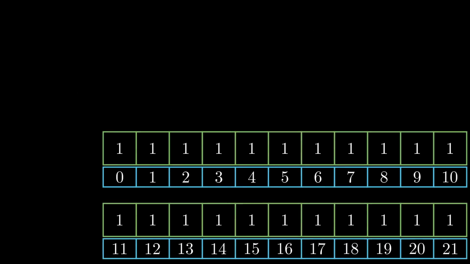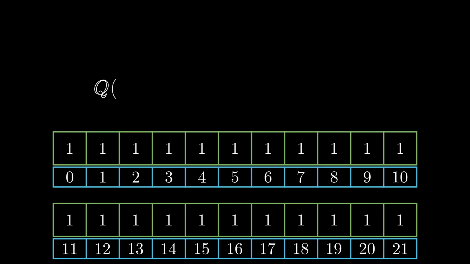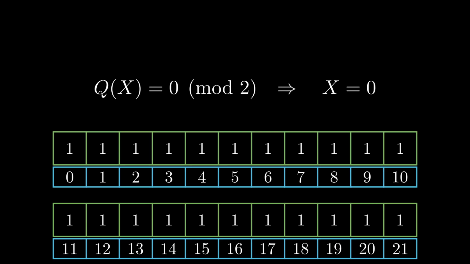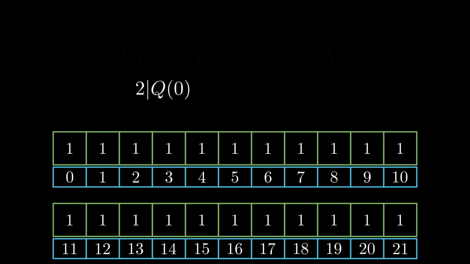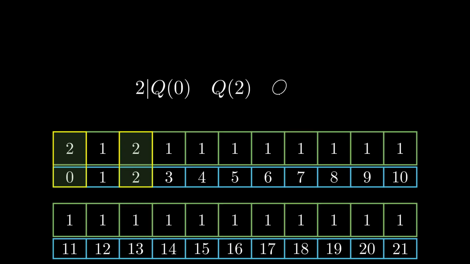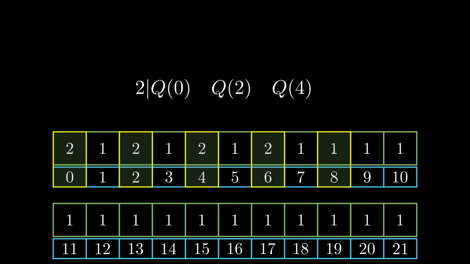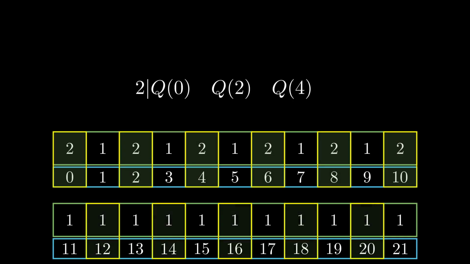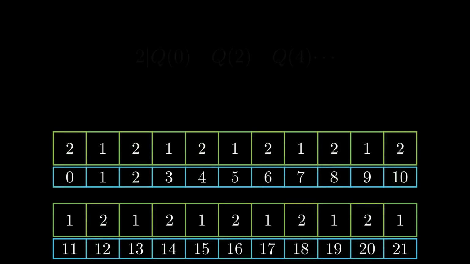We start with a table. The indices represent x, while the upper cell represents a divisor of Q(x). A larger divisor means a higher chance to be smooth. So, we solve the equation Q(x) equal to 0 modulo 2. If we have a solution, say x equal to 0, then 2 divides Q(0). So, we multiply the column by 2. Similarly, 2 divides Q(2) and Q(4), and so on. So we multiply all even indices by 2.